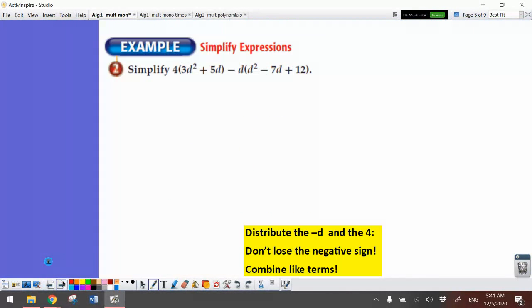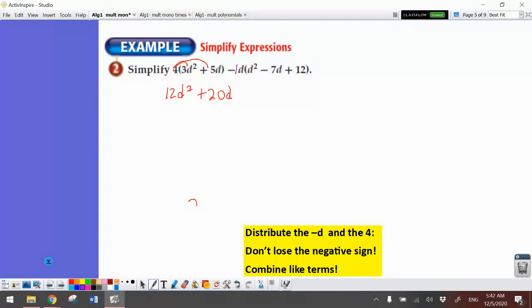Okay, so now let's take a look at something where there's double distributions, and let's make sure we do not lose our negative signs. So 4 times 3 is 12, and notice I don't have any extra d's, so I'm just going to distribute the number through, plus 20d. That's my first part.